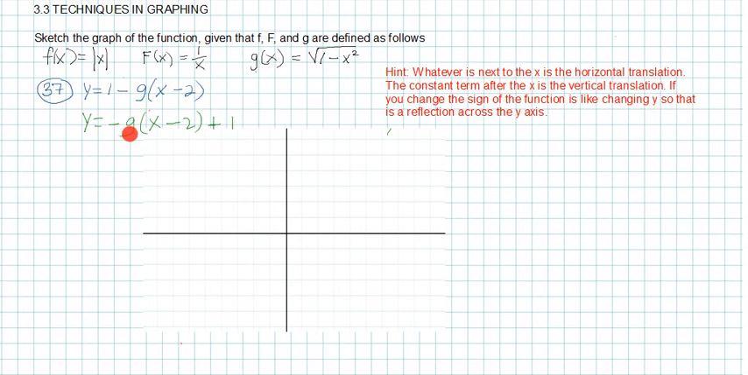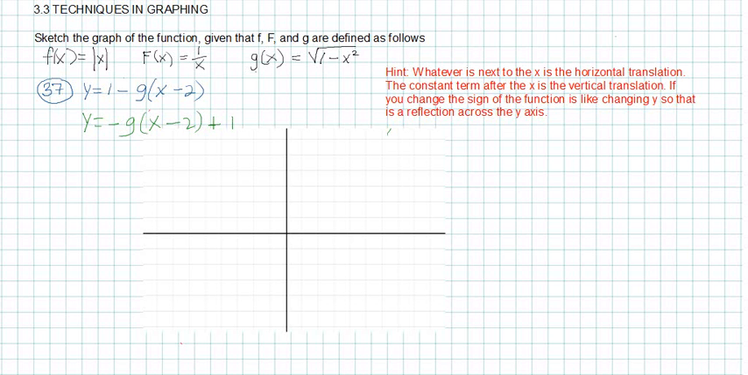If you change the sign of the function, that means you are going to reflect across the x-axis. And if you have a number next to the x, adding or subtracting, you're going to translate to the right or to the left. If it's minus, it's going to be to the right. In this case, the constant term is the vertical translation. So in this case, we're going to be translating the graph up by 1 unit.